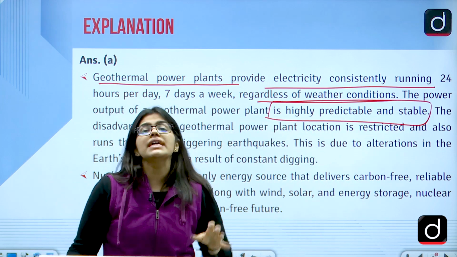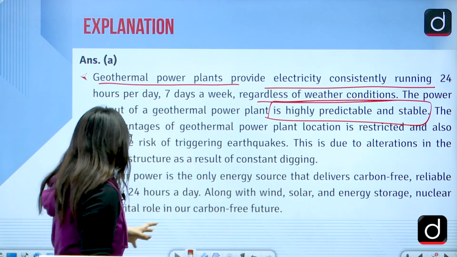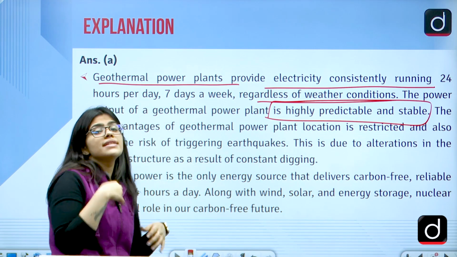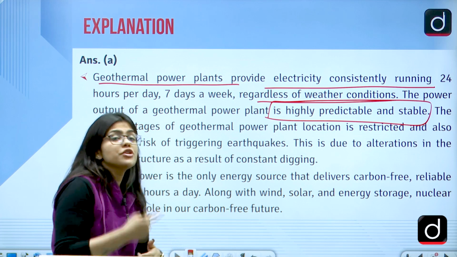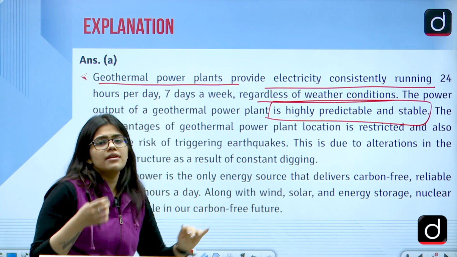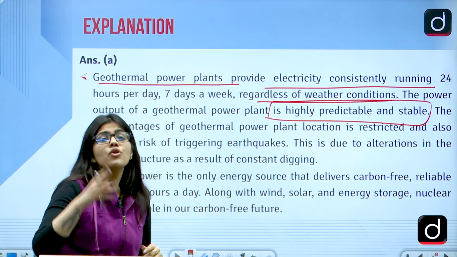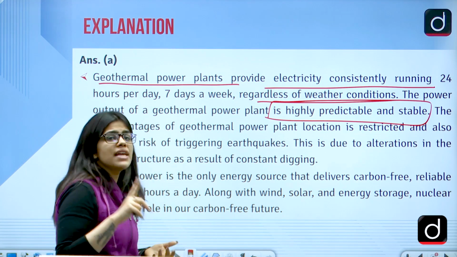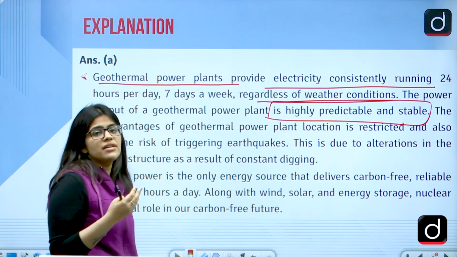First of all, you can predict it because, as with nuclear energy, which is highly reactive, you can produce a stable amount of energy and you can predict it as well. In solar energy or in wind energy or even hydro, you cannot predict. There is no stability there. It depends on the weather conditions.